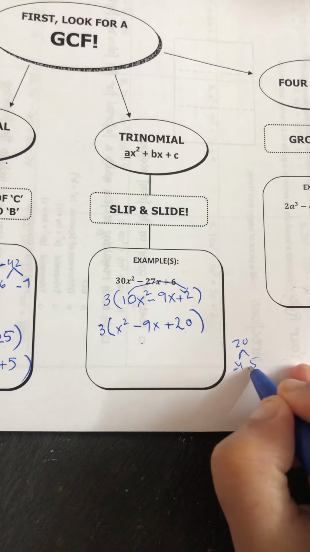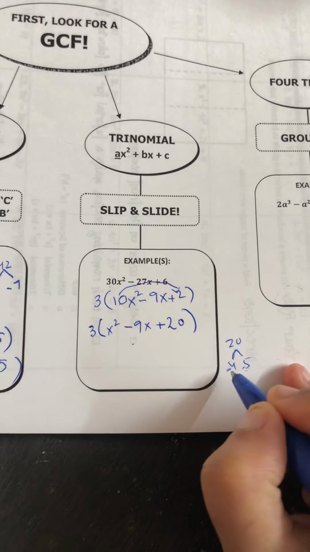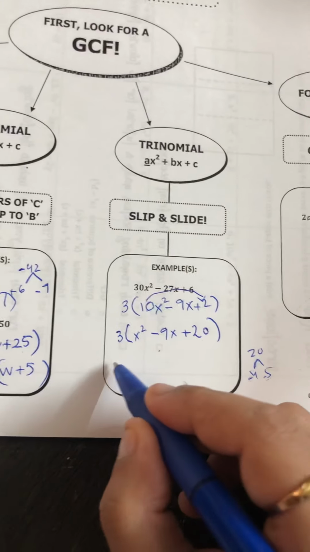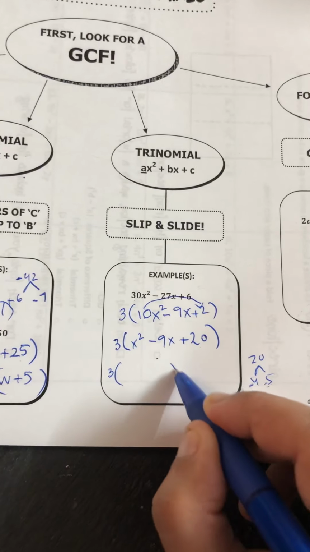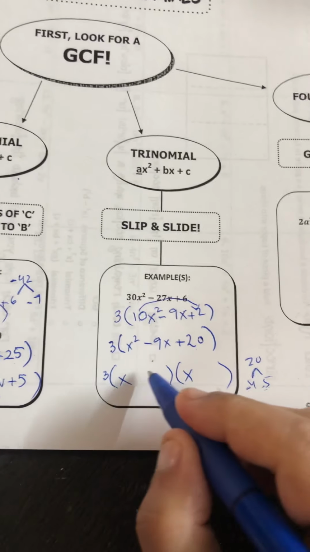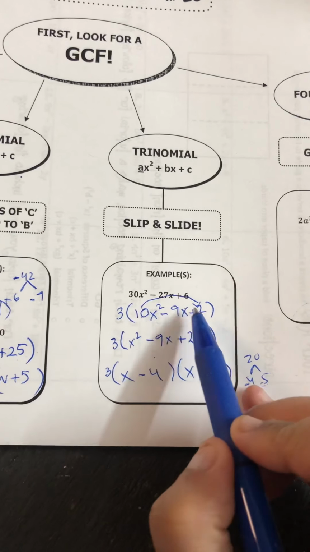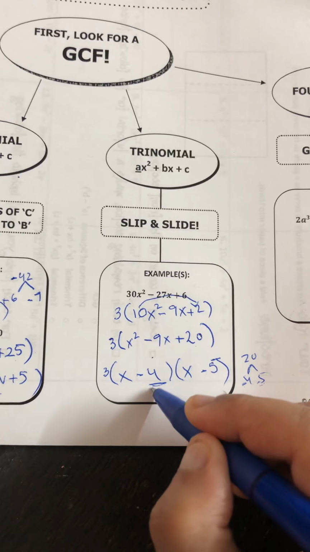Make sure it's negative, because negative 4 and negative 5 makes positive 20, and negative 4 plus negative 5 gives me a negative 9. So my two factors would be x minus 4 and x minus 5. Now because we multiplied by 10 initially, I'm going to divide by 10 here.